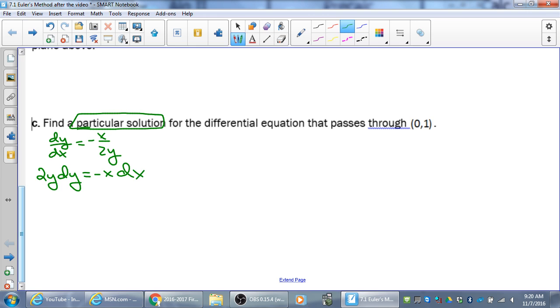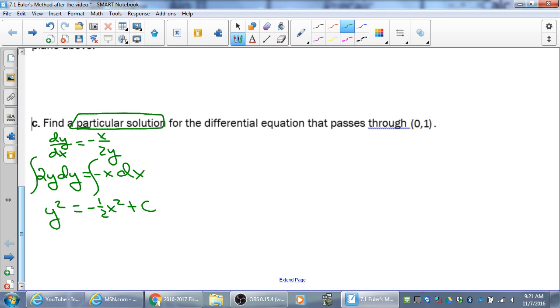So we're going to multiply by dx, multiply by 2y. So we're going to get the y's with the dy's, the x's with the dx's. Integrate both sides. So y squared is equal to negative 1/2 x squared plus c.